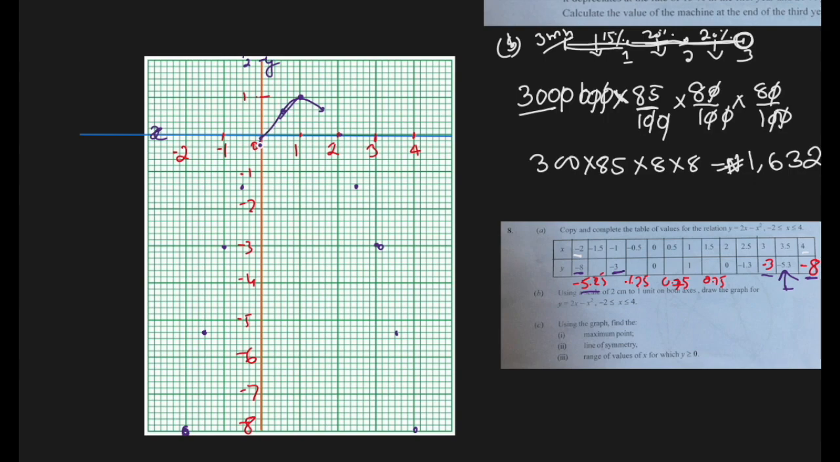Not a very good one, but yeah, this is what I could do on digital space.